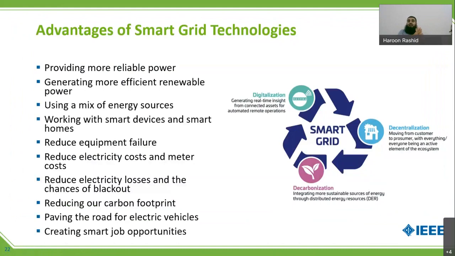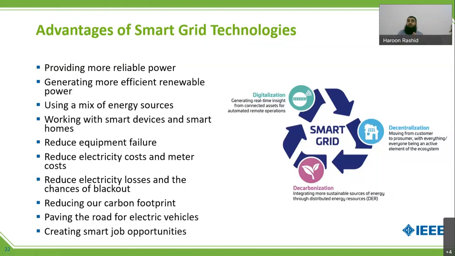Basically, I categorize smart grid technologies into three things, or you can say these are the three motives. One is to digitalize the whole system, to decentralize the whole system, in order to get decarbonization. Why decarbonization? We are now suffering from climate change issues. When we do not have sustainable sources of energy around us, we have to look forward to decarbonization as well. So these three D's, digitalization, decentralization, and decarbonization, are the pillars of smart grid technologies.